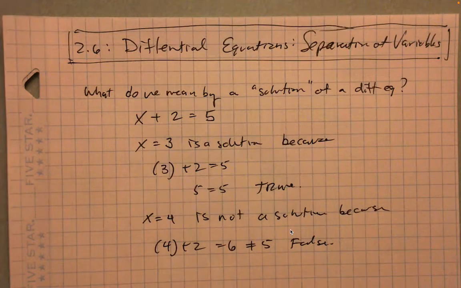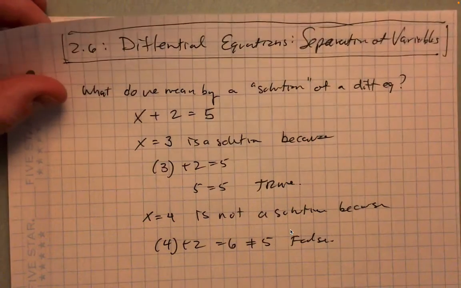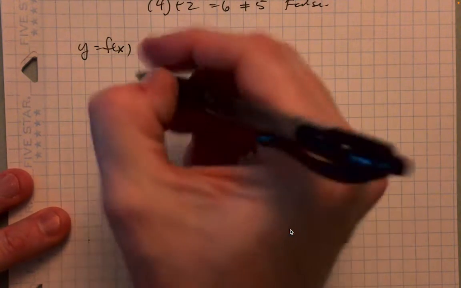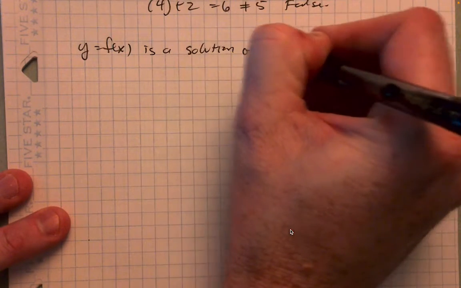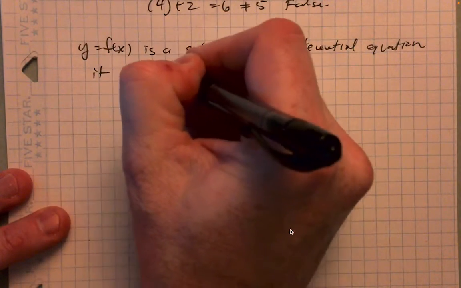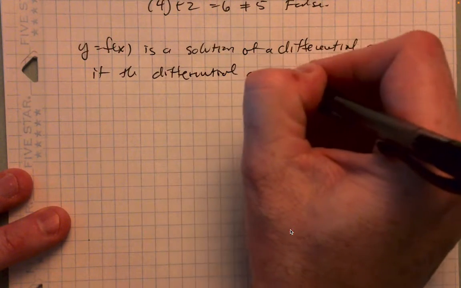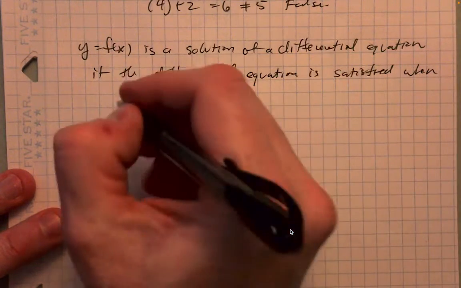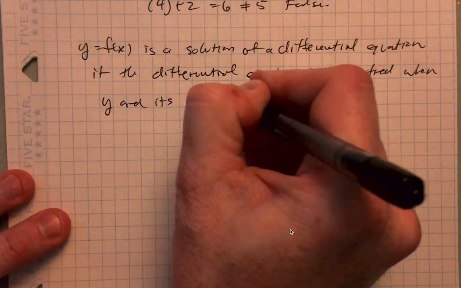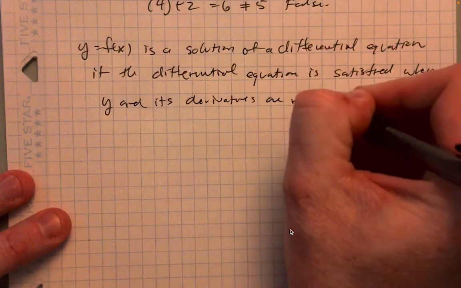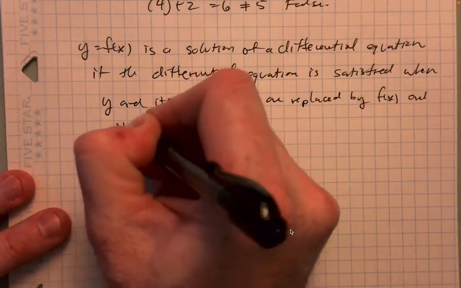The same idea is true for differential equations, except solutions to differential equations are not numbers. Instead, they are equations themselves. So with a differential equation, it goes more like this. We say that y equals f of x is a solution of a differential equation if the differential equation is satisfied when y and its derivatives are replaced by f of x and its derivatives.